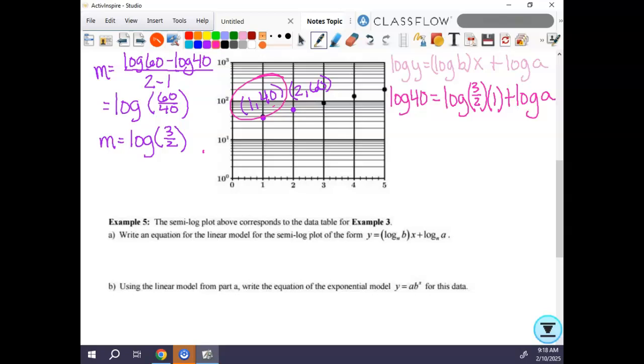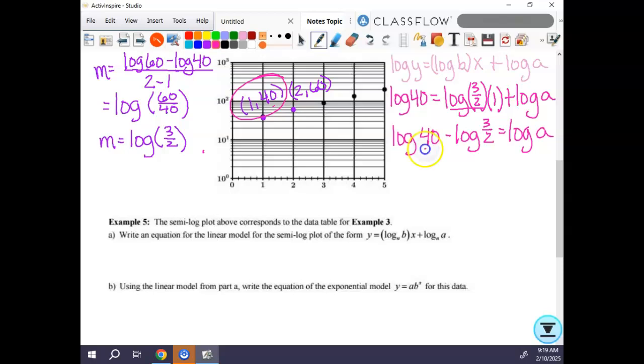So if I solve that, I can figure out what the log of a is, right? This times 1 is really just log of 3/2. So I'm going to subtract that over, and I'm going to get log of 40 minus log of 3/2 equals log of a. Everybody with me? We're writing log 1,000 times, but it's still just some basic computations here.